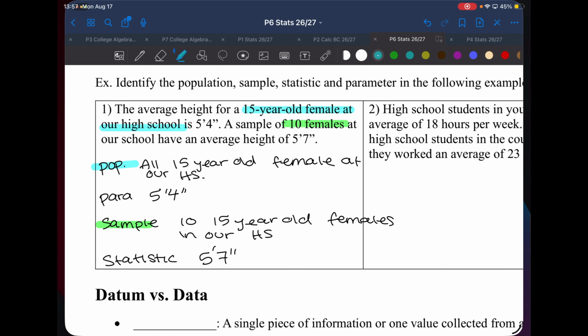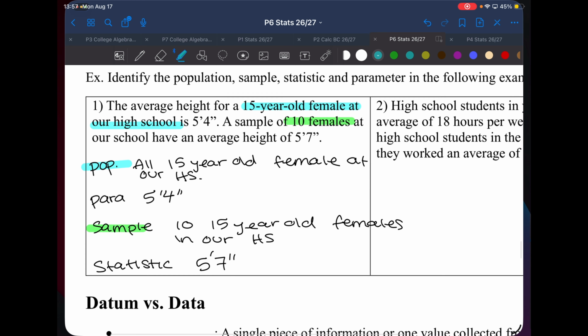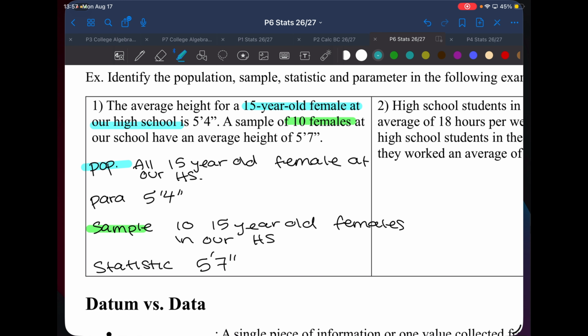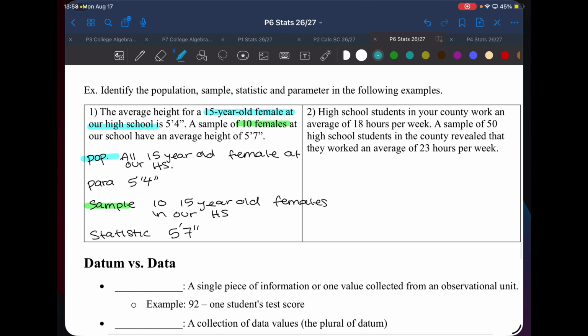And again, I color code it. I like to color code. You don't have to. If you like to, you can. Okay, so notice how when you were defining population and sample, I was making sure you were going to be as specific as possible. If they have any type of adjectives in there describing, for example, female, we have to include 15-year-old. Okay. So go ahead and take 2 minutes and do number 2 with your group.